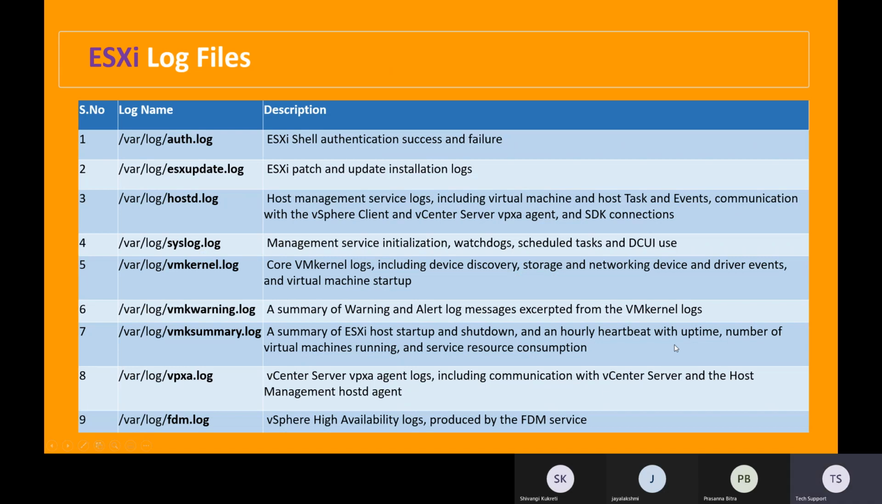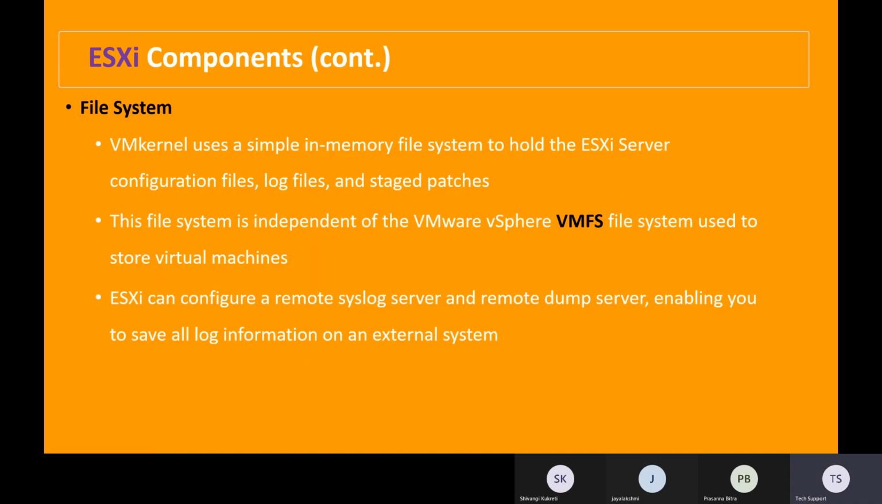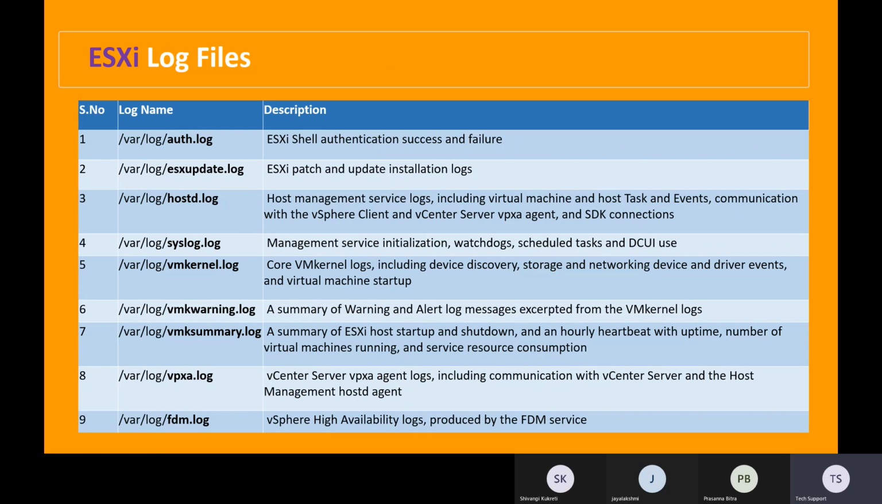Okay, so we are familiar with the ESXi components now. Now we are discussing the ESXi log files. The log files we just discussed, we verified from the DCUI mode. I'm just giving brief information on the importance of each log. On an ESX host, by default all the logs are stored on the /var/log partition.